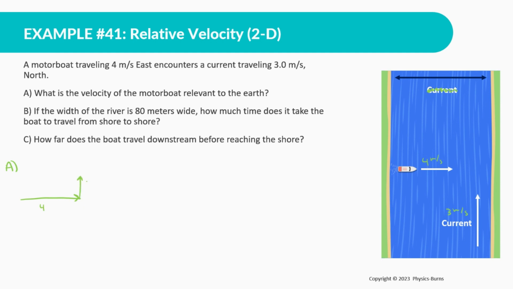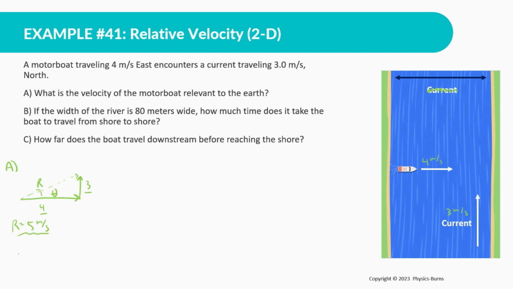The current is taking it 3 meters per second north, and we're trying to find what the combined velocity is. I'm not even going to do the Pythagorean theorem. I know that this is a 3, 4, 5 triangle, so I know this is 5 meters per second. So that's how fast the boat's going to go with the current.